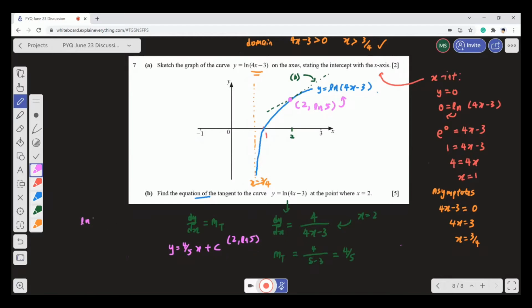So ln 5 is equal to 4 over 5 times 2 plus c. Ln 5 minus 8 over 5 equals c. So my equation is y equals 4 over 5 x plus c, which is ln 5 minus 8 over 5. That is the answer. You must be asking, teacher, can I put a decimal for the c? Yes, because the question did not say I want an exact value, so you can put a decimal answer for your c.